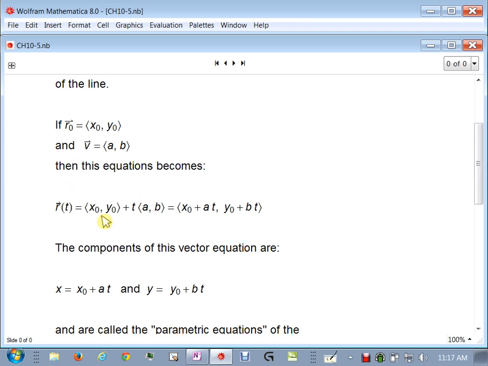So if our r naught is the vector x naught, y naught, and our v is the vector a, b, then if we replace r naught and v, and then distribute a t through here, and add these two vectors together, we get this.